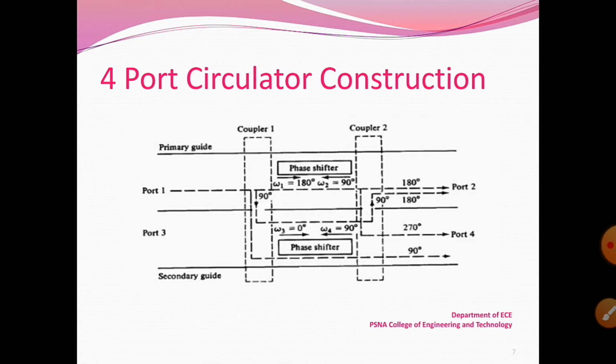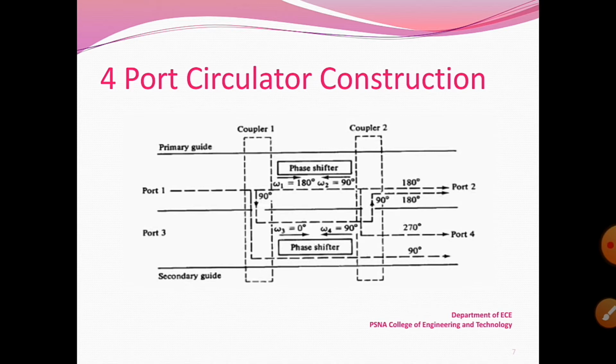The wave is split into 2 components by the coupler 1. The wave in primary guide arrives at port 2 with a relative phase change of 180 degrees. The second wave propagates through the 2 couplers and secondary guide and arrives at port 2 with a relative phase shift of 180 degrees.